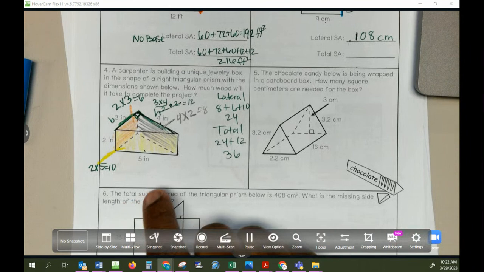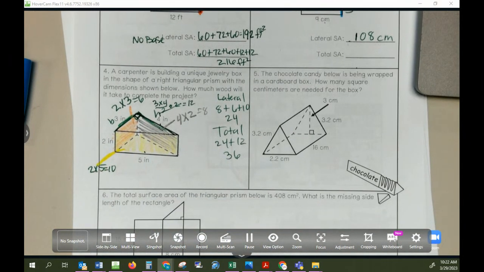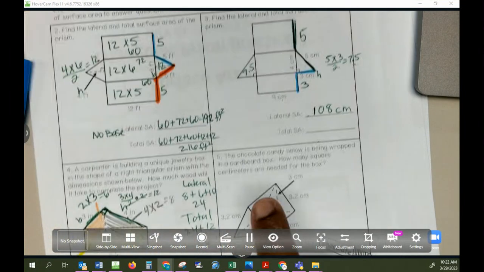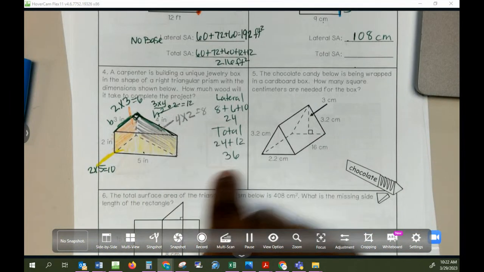Okay, so I wanted us to see, and hopefully, please use some level of utensils and colors. It will help you see that no matter if I have the shape or if I have the net, I can find the surface area because we just did it.